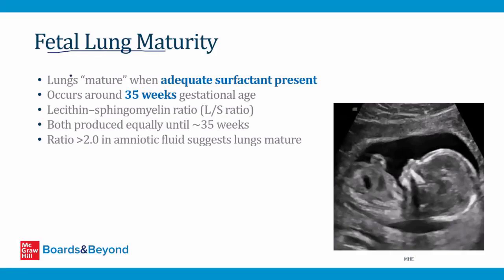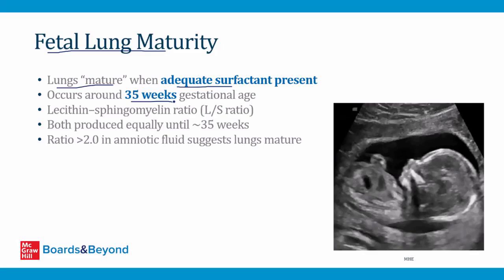So when the baby is growing in the womb, the lungs are mature when the baby is able to produce adequate surfactant. That means that the lungs will be able to provide gas exchange after birth, and this usually occurs around 35 weeks of gestational age. So babies that are born at term, beyond 35 weeks, usually have mature lungs. Babies that are born prematurely, however, may not have enough surfactant, and this can lead to respiratory problems after birth.